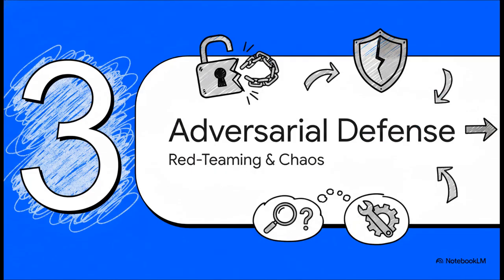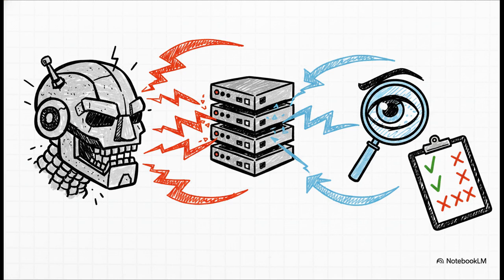Section 3 is the adversarial defense audit. We're talking red teaming and chaos. This is all about active defense. You can't just ask, did anything go wrong today? You have to constantly ask, what could go wrong, and can I reproduce it?